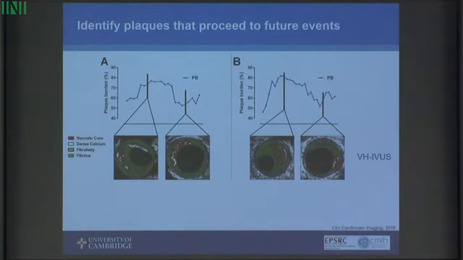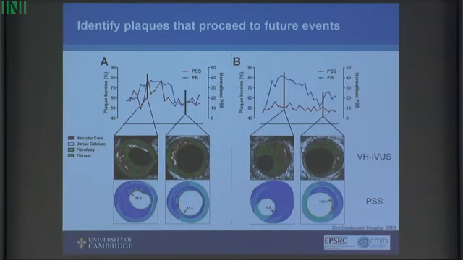And the question would be whether we can identify plaques that would proceed to future events. This is just an illustration of the idea. If we do have two plaques with similar plaque burden, we can calculate the plaque structural stress, look at its absolute magnitude, and also the heterogeneity across the vessel to identify the one at higher risk.